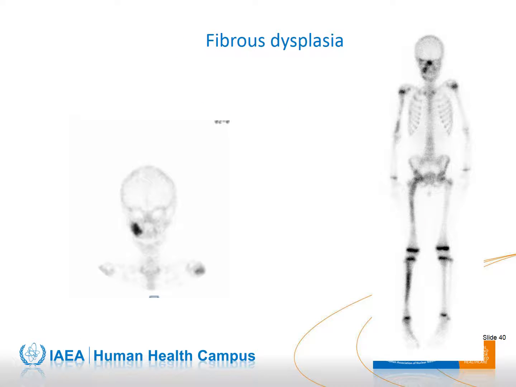Fibrous dysplasia may occur early in life. The disease may be localized, as on the left-hand view, showing only involvement of the cheekbone. It can also be diffused, as on the right-hand view.